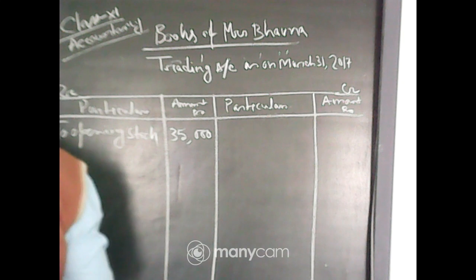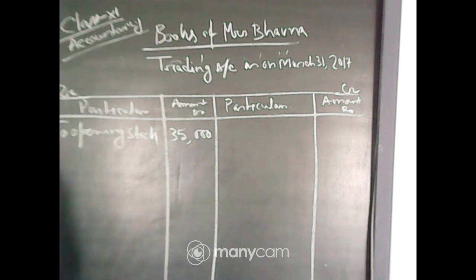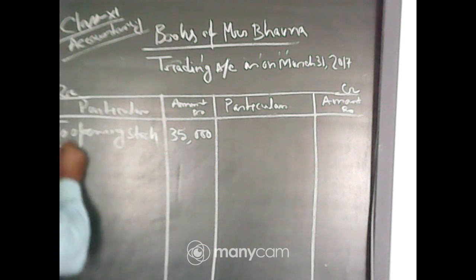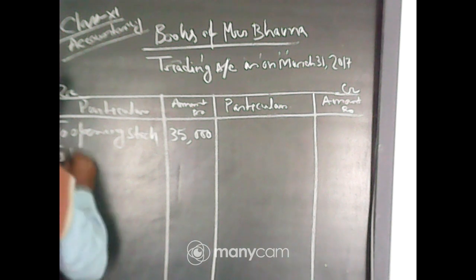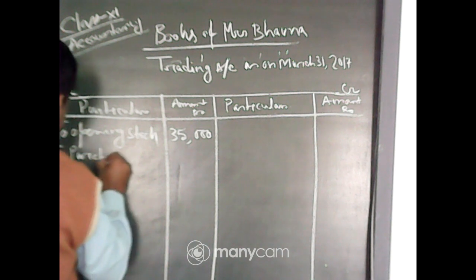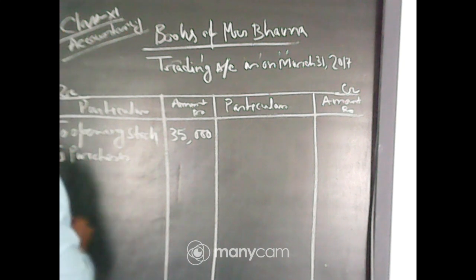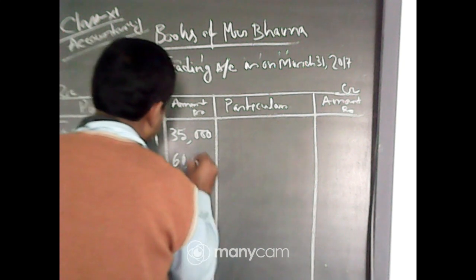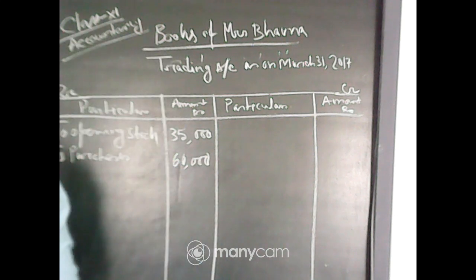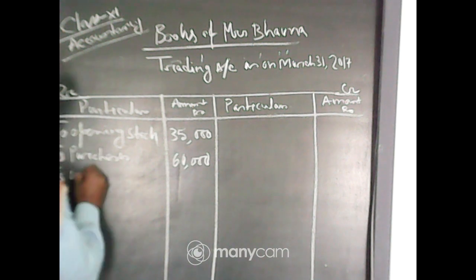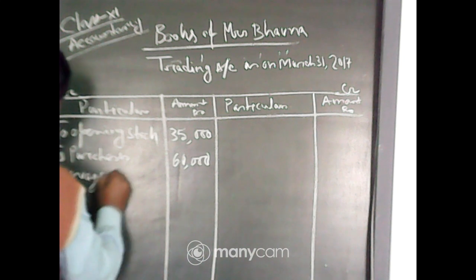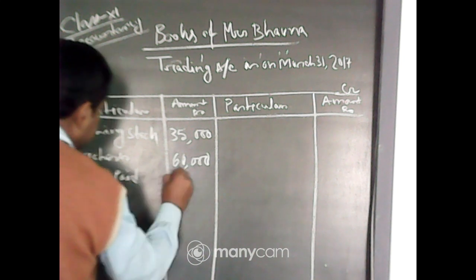Next, purchase we already revealed, that is credit purchase. What is the amount? 60,000. To purchase 60,000, which we revealed from the creditors account. Next, you can find from the cash summary that he paid wages of 30,000. So wages paid also comes here, that is 30,000.